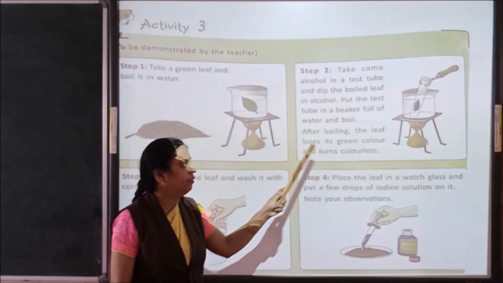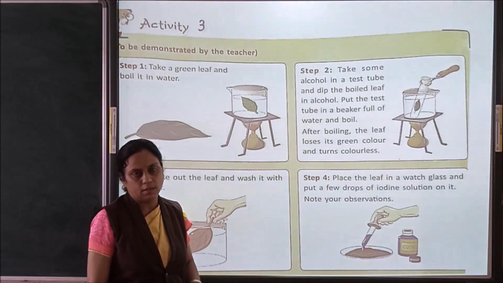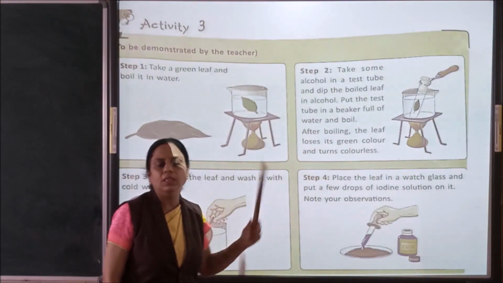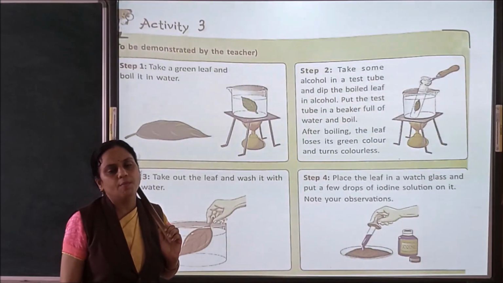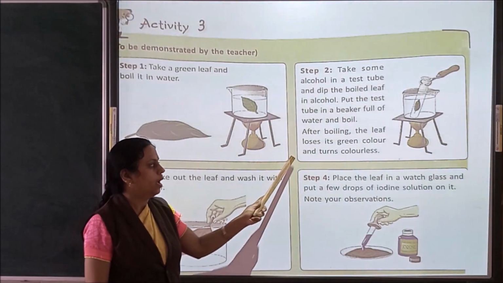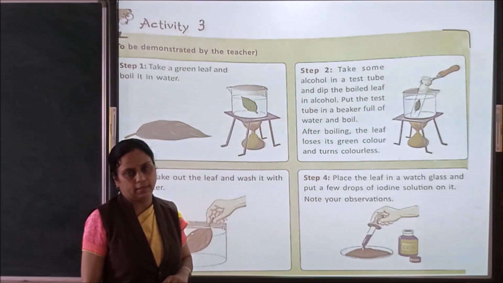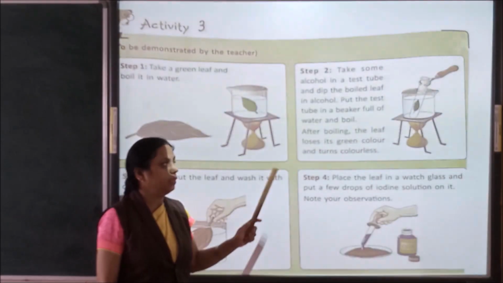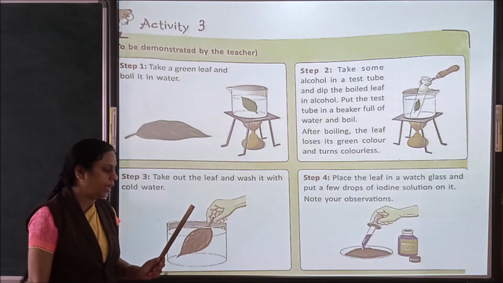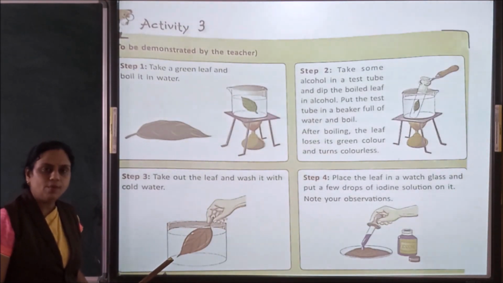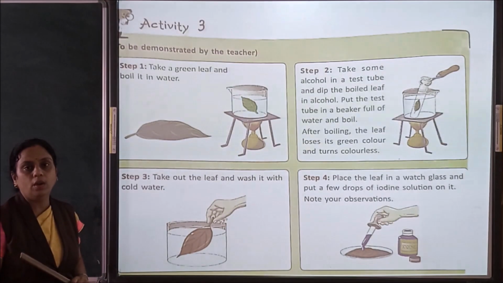After boiling, the leaf loses its green color. Losing its green color means the chlorophyll is removed from the leaf and it turns colorless. After this, what do you have to do? You have to take out the leaf and wash it in cold water.